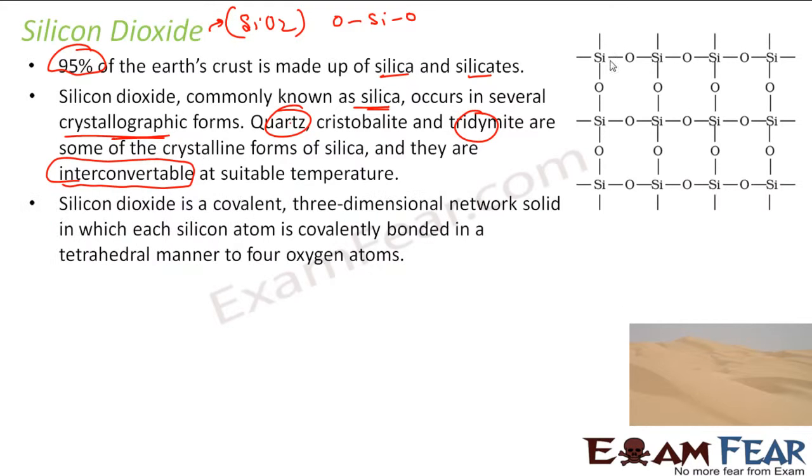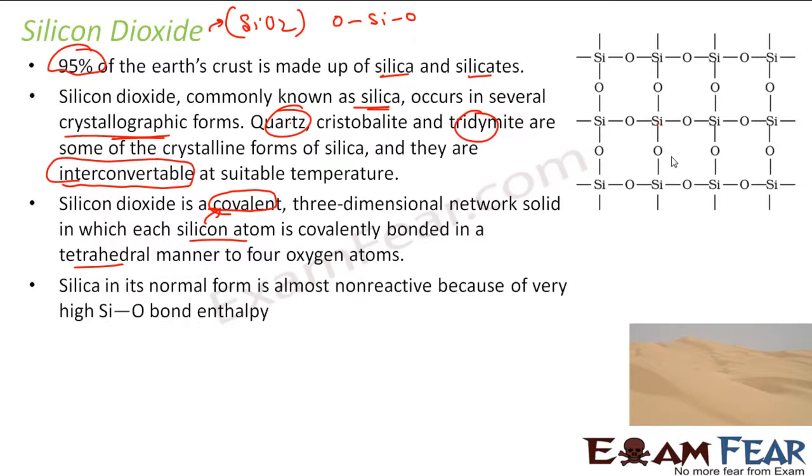And if you see the structure, that's why it is solid, because it is covalent again, but it is a solid, similar to diamond and carbon. It has a three-dimensional network structure. What we are showing is two-dimensional, but actually it is a three-dimensional solid structure, with each silicon bonded in a tetrahedral manner to four oxygen atoms. For example, this one is bonded to four oxygen atoms.